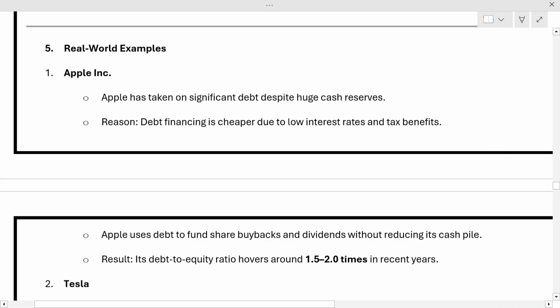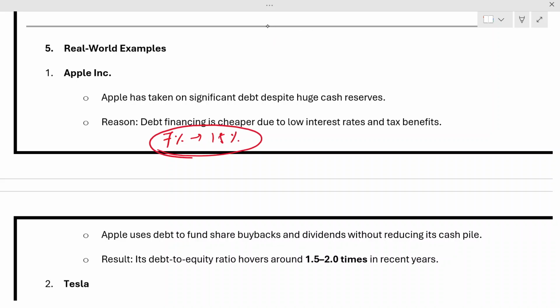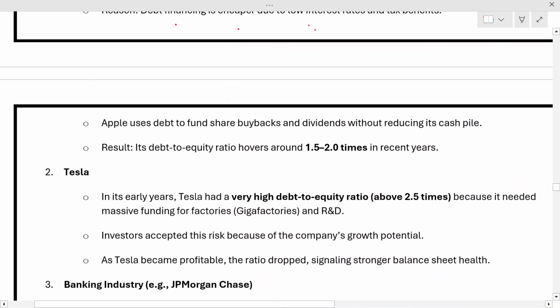Now if we see some real world examples, Apple Incorporation has taken significant debt despite huge cash reserves. Why have they taken significant debt despite huge cash reserves? Because debt financing is cheaper. When you take on debt, you can get it at 7% to 15% interest only. However, equity shareholders generally expect a return of 20%, 30% on the higher side. So Apple right now has even higher cash, but they still depend upon debt because it is cheaper and gives a tax benefit as well.